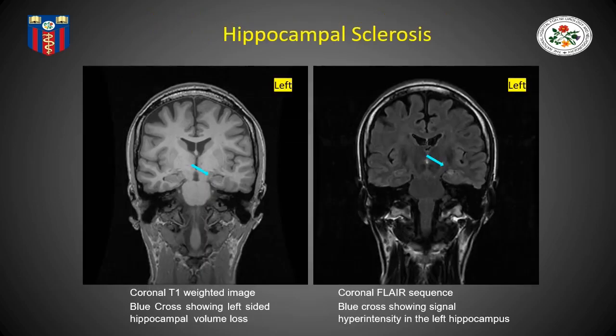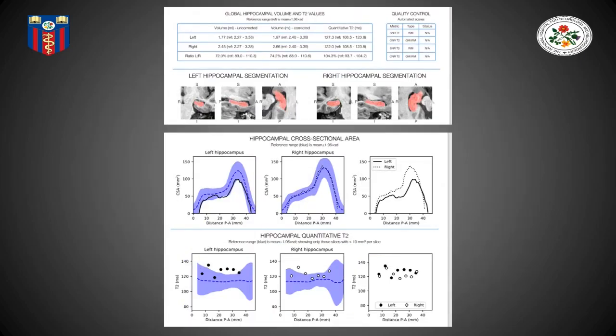Here is how hippocampal sclerosis looks like. You can see on this coronal T1 image that the left hippocampus is reduced in volume, and here you can see on the coronal FLAIR that it returns an increased signal. And these days, there is also a trend to try and measure automatically the volume of the hippocampi.